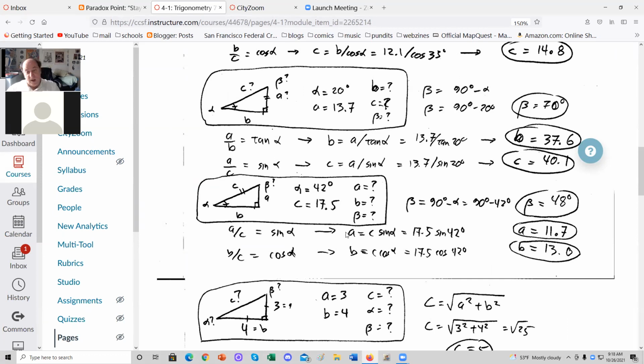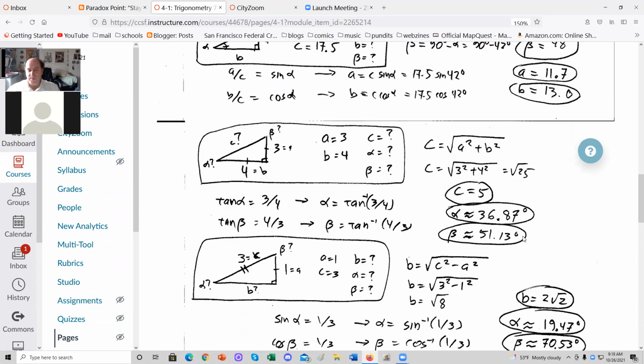A over C equals sine alpha, so A equals C sine alpha. 17.5 sine 42 degrees, that's about 11.7. B is C cosine alpha, 17.5 cosine 42 degrees, approximately 13.0.